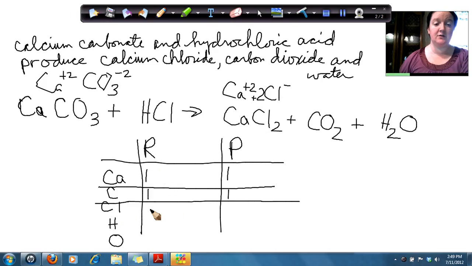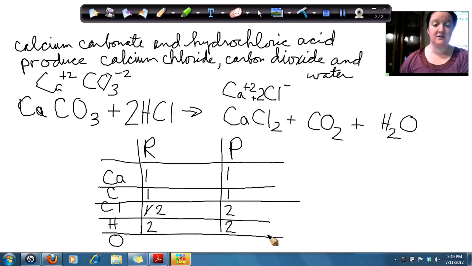Now let's look at our chlorine. Here we have 1 on the reactant side, but we have 2 on our product side. So we need to change the coefficient in front of our hydrochloric acid to 2. So now our chlorines are balanced. Now if we look at our hydrogens, here we have 2 hydrogens. And over here in our water we also have 2 hydrogens. So those are balanced. That's good.